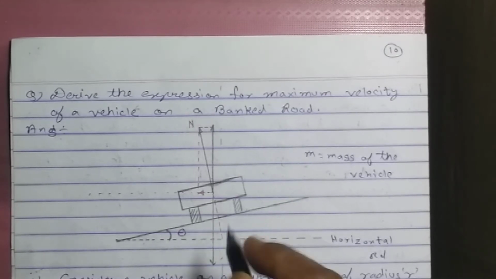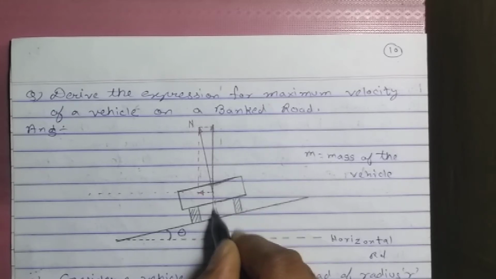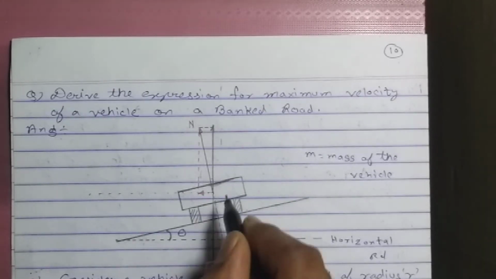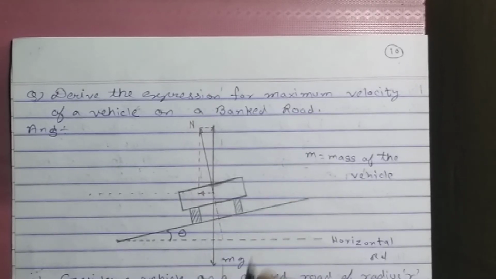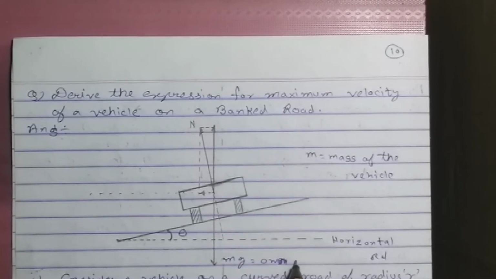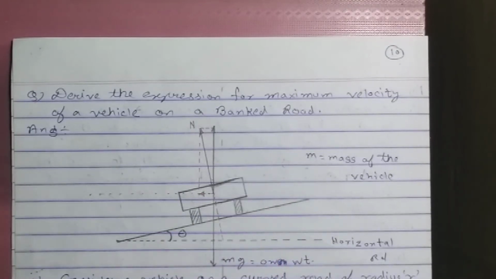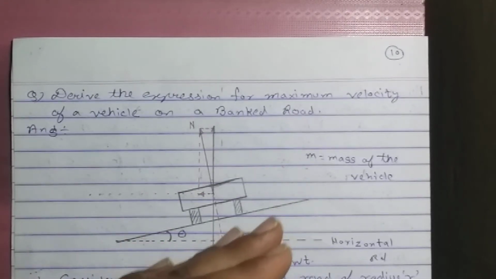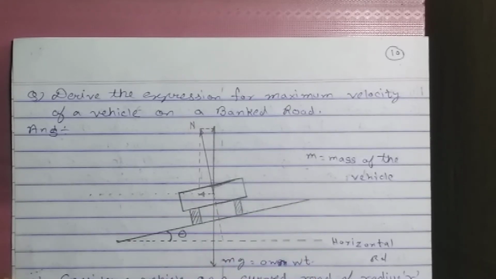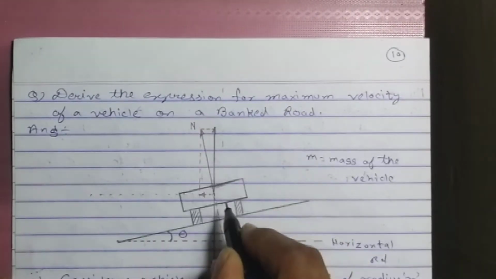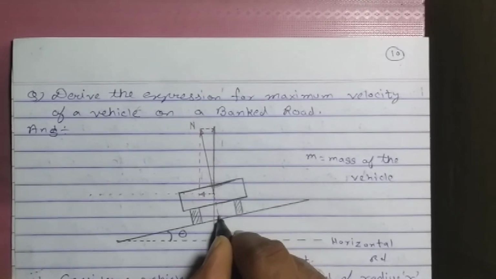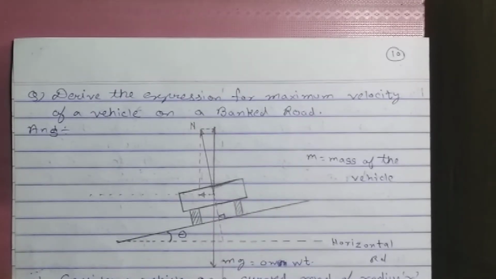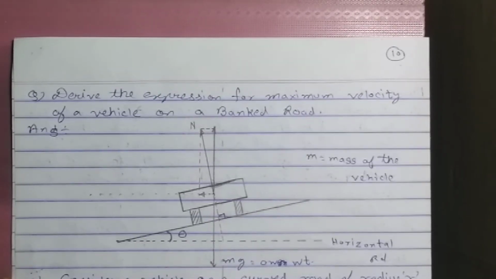We observe that the own weight of the car, mg, is always in the downward direction. Since the car or vehicle is on the banked road, this red line represents its normal reaction, and this normal is always perpendicular to the surface of the road.